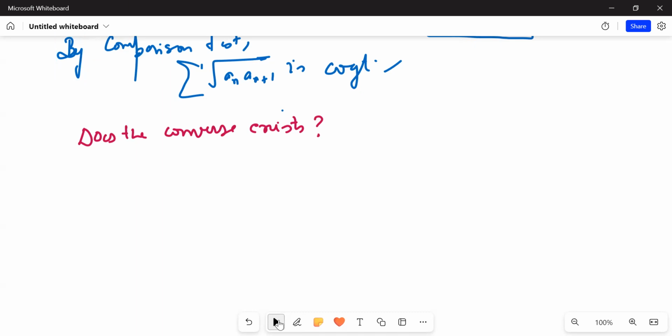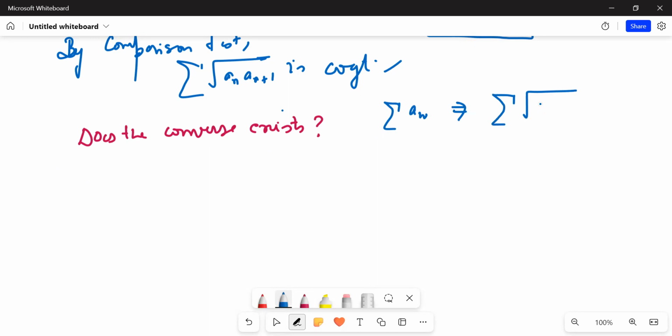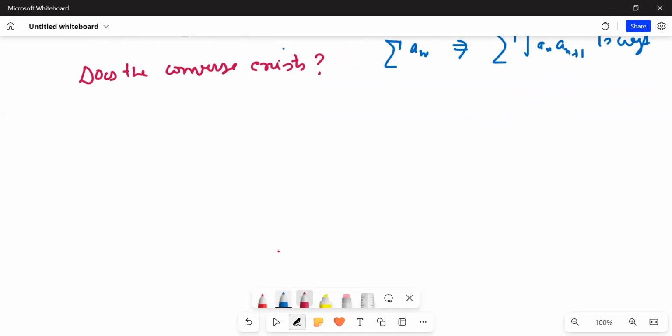Yeah, sorry. I hope everybody has thought about it. So what do you think, is the converse true? So the answer is that indeed it is true that if summation an is convergent, it necessarily implies that summation root over an into an plus 1 is convergent. Now I'm asking whether its convergence, that is summation root over an into an plus 1's convergence, implies summation an convergence. So the answer is no.